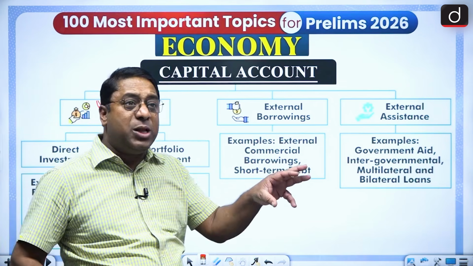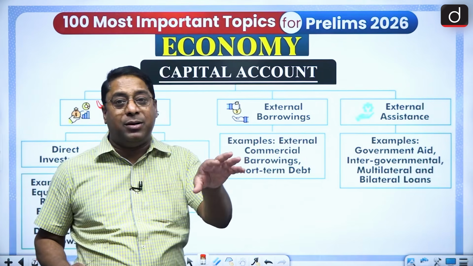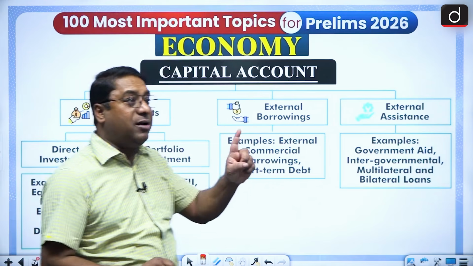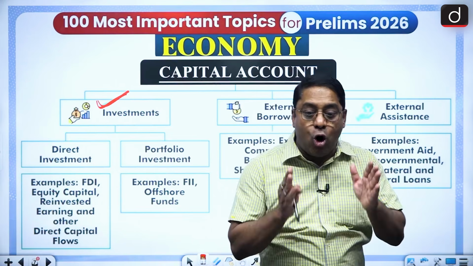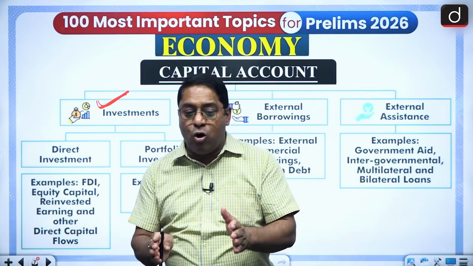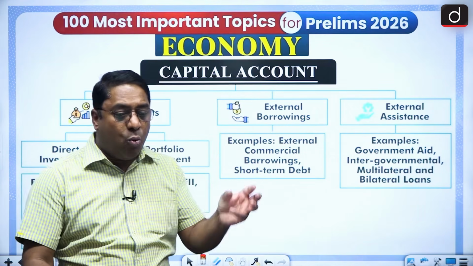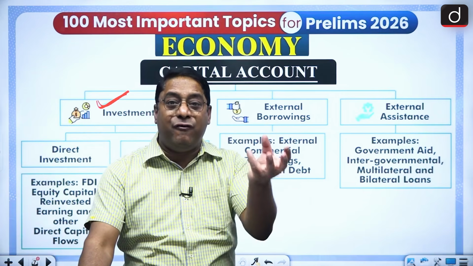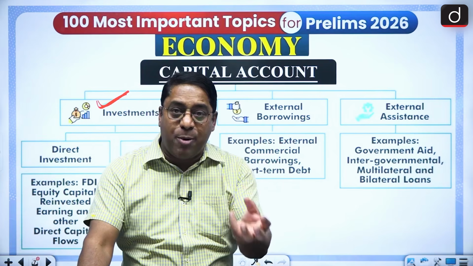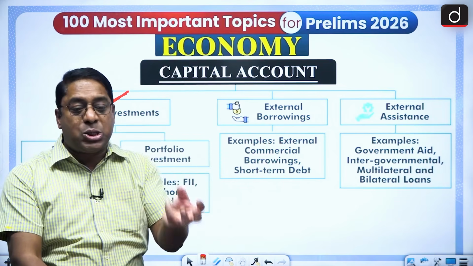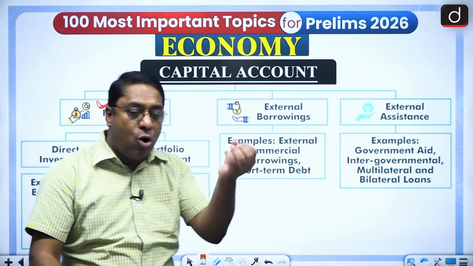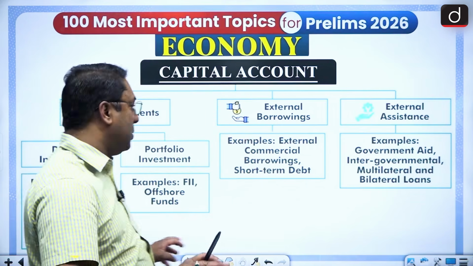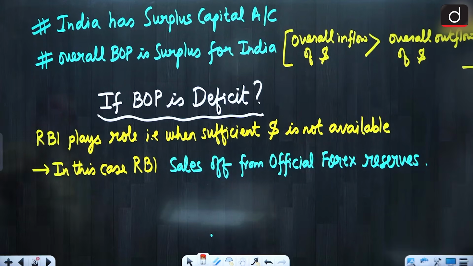So there is a difference between current and capital account. Always remember, current account is a flow concept. Why? Because whatever items are included are flow in nature. But what about the capital account? It is a stock concept, because all the items included are stock in nature. Got it?